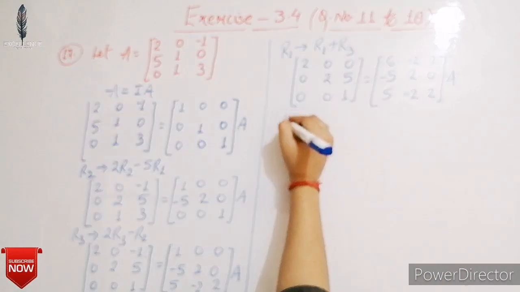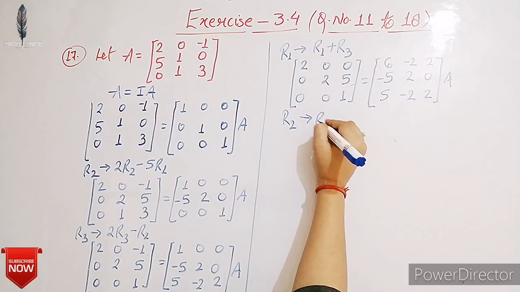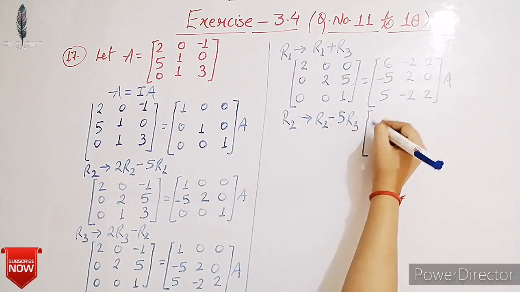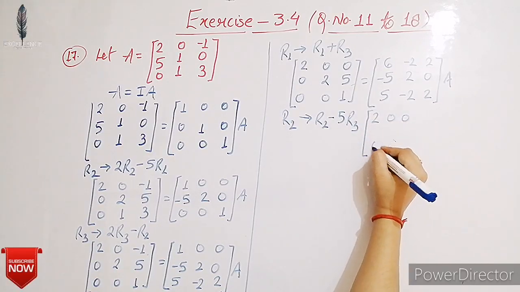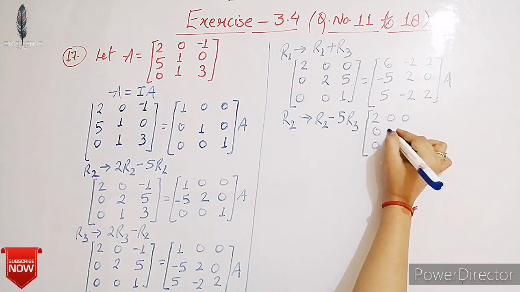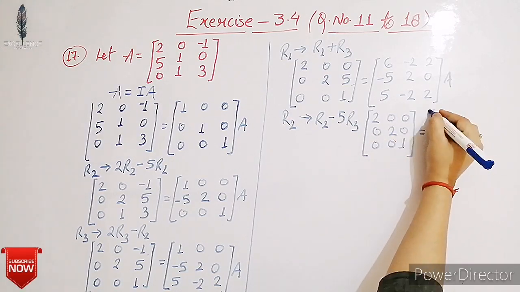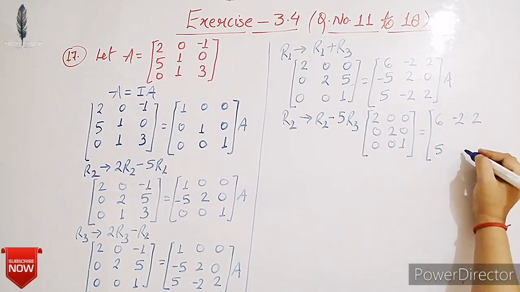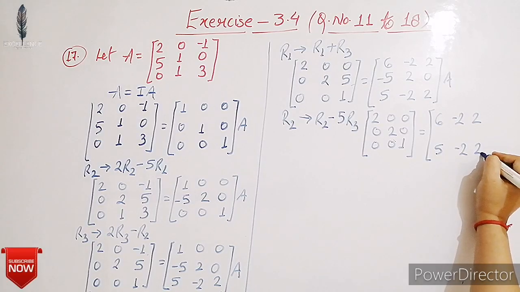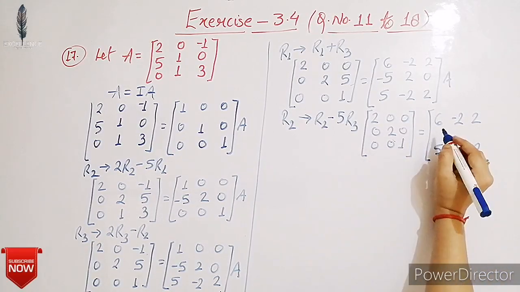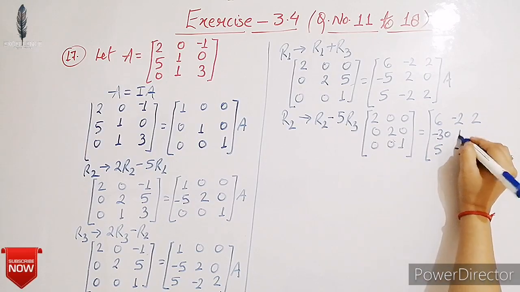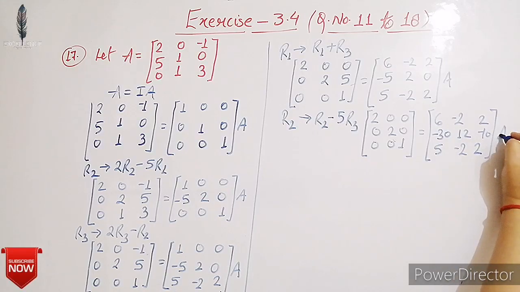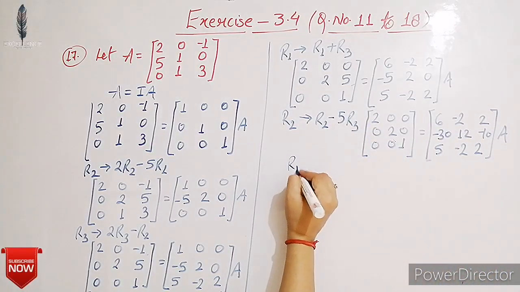Now change this 5 into 0. So R2 changes to R2 minus 5 R3. Then we get here 2, 0, 0, R3 is also the same 0, 0, 1 and R2 becomes 0, 2, 0 equal to R1 the same 6 minus 2, 2, R3 the same 5 minus 2, 2 and R2 becomes, according to R2 minus 5 R3, minus 30, it's 12 and it's minus 10. A. So clearly the diagonal is 2 2 1.